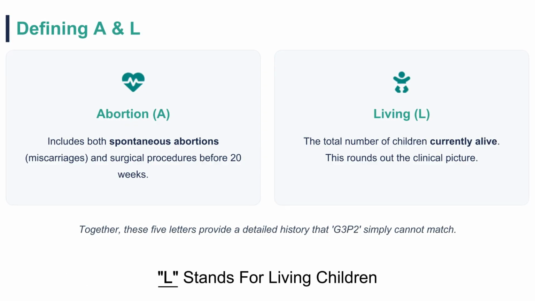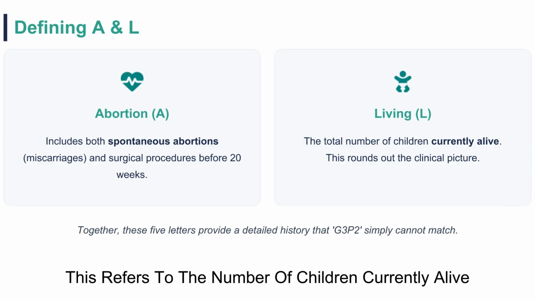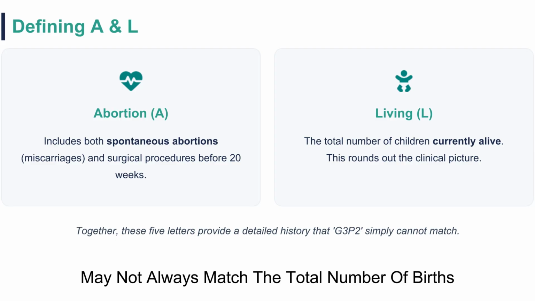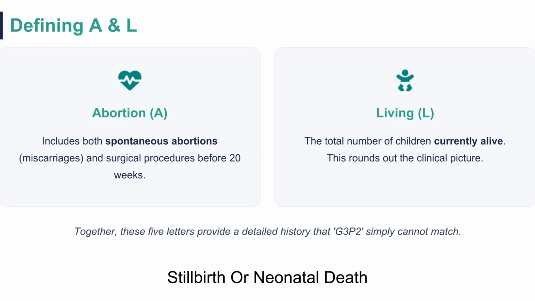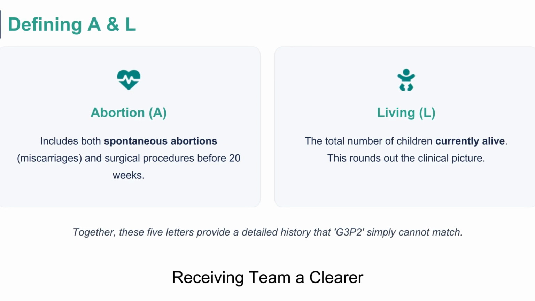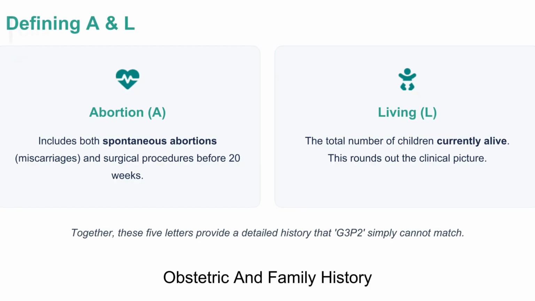L stands for living children. This refers to the number of children currently alive. This number may not always match the total number of births because some pregnancies may have ended in miscarriage, stillbirth, or neonatal death. Accurate documentation gives the receiving team a clearer understanding of the patient's obstetric and family history.